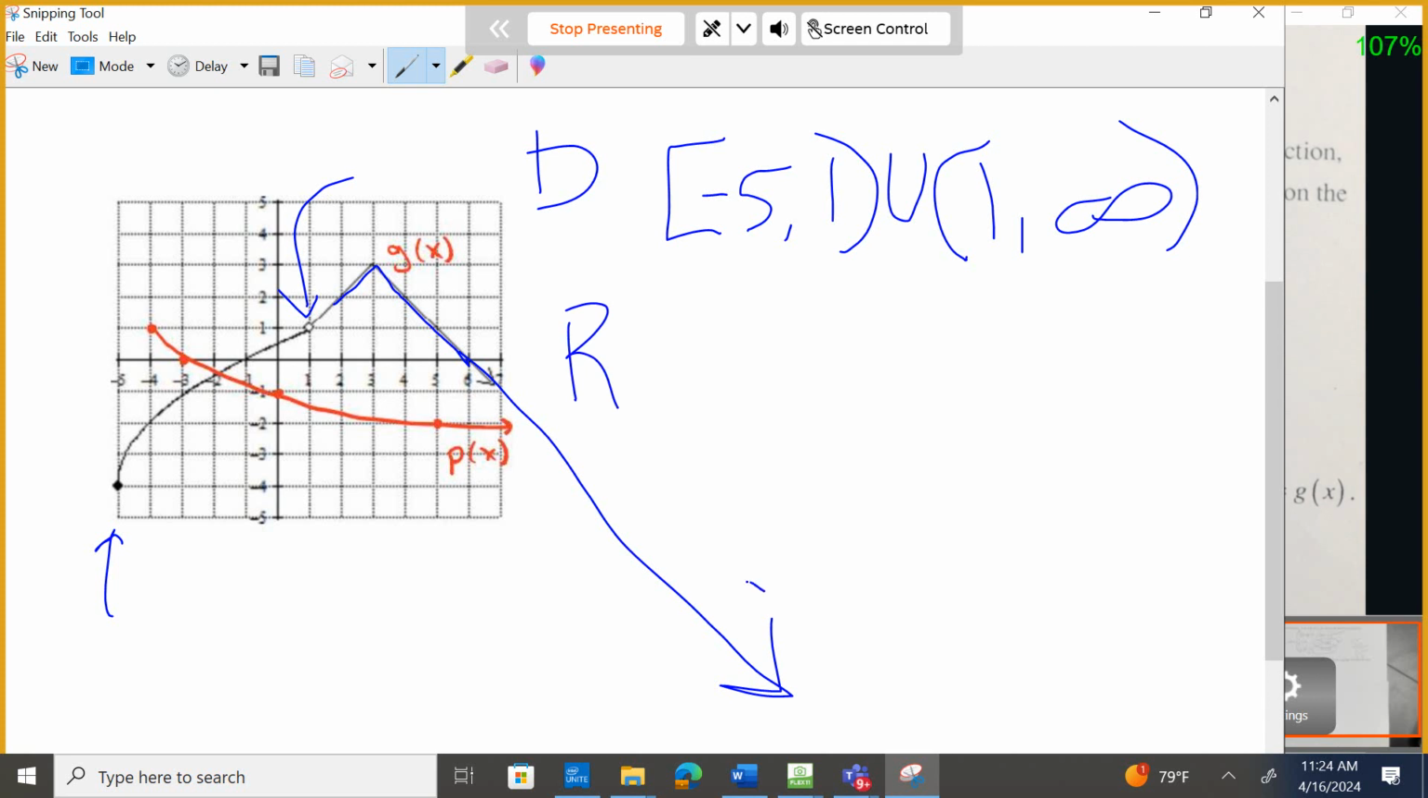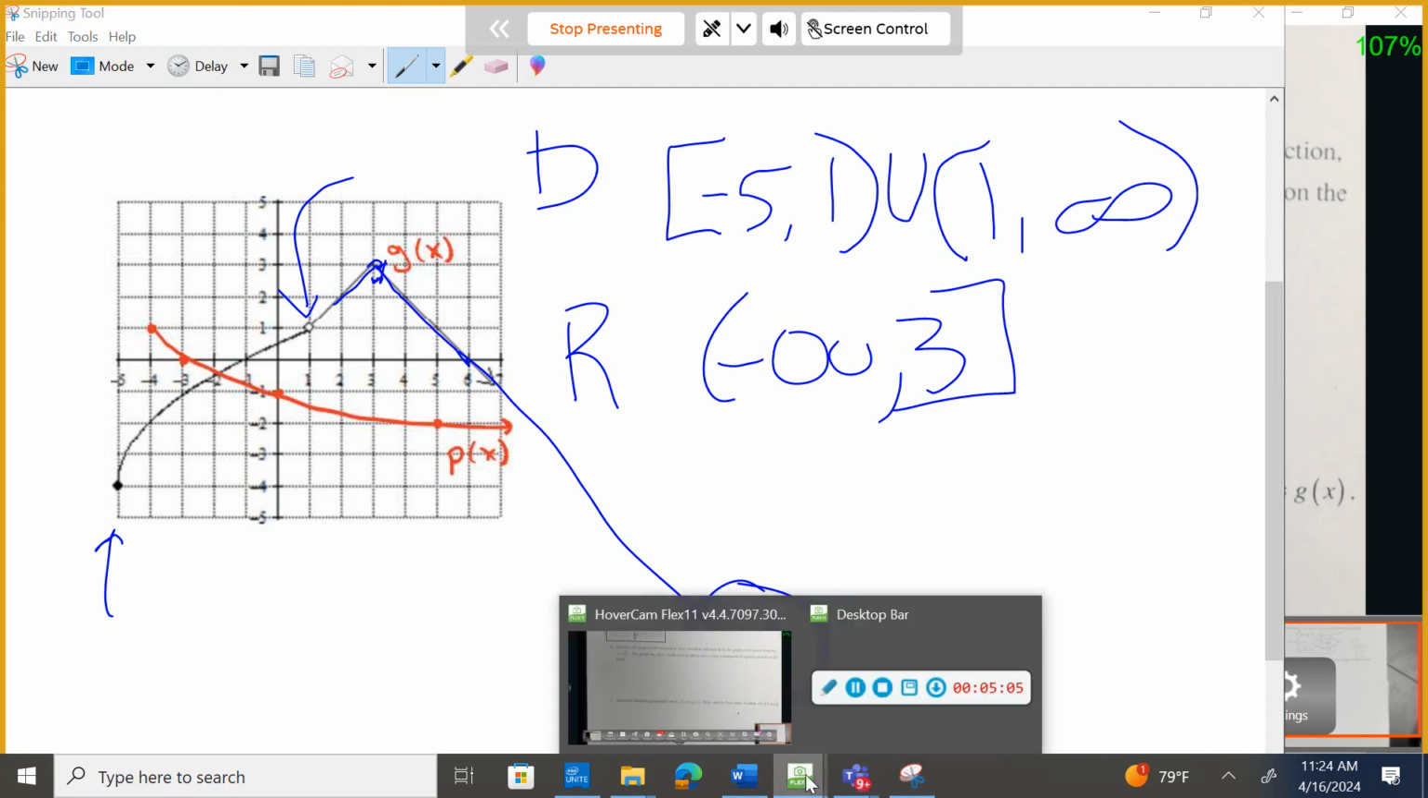Okay, let's talk about the range. How low does it go? Well, what did I just say about this arrow? Is there any limit how low it goes? There's no limit how low it goes. Now, how high does it go up to? 3. Is there an actual point there? There is a point there. We can see it right there. It's a closed dot, so we have to include it.